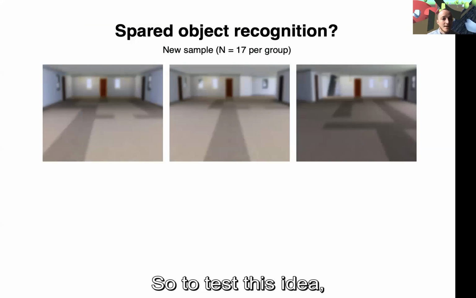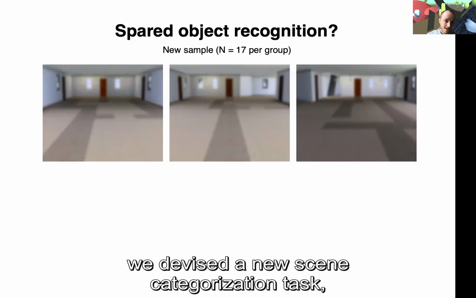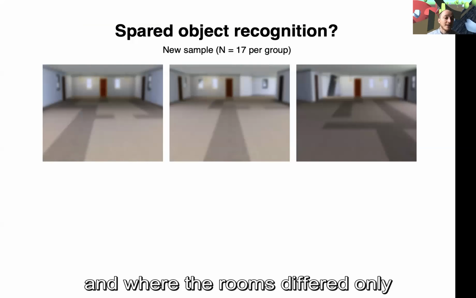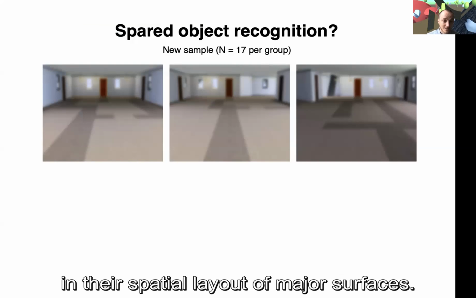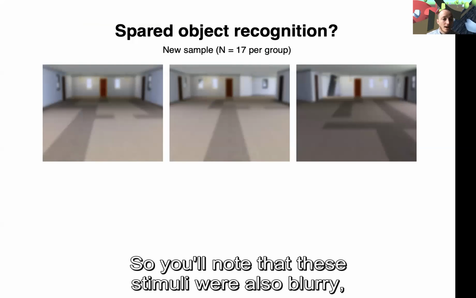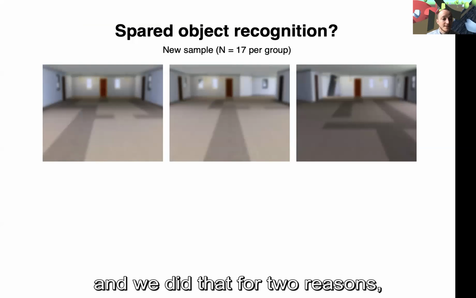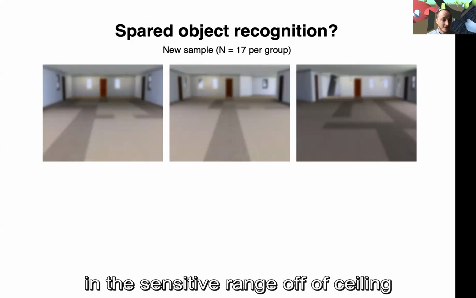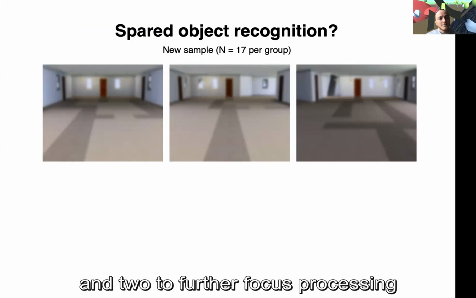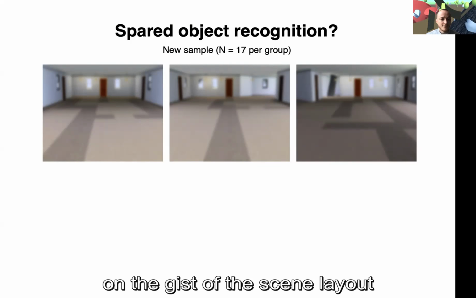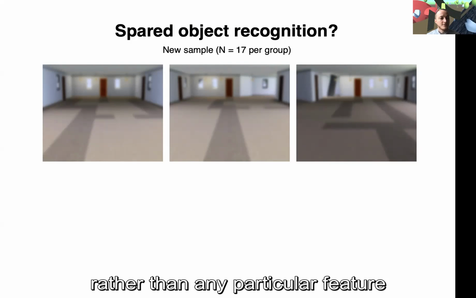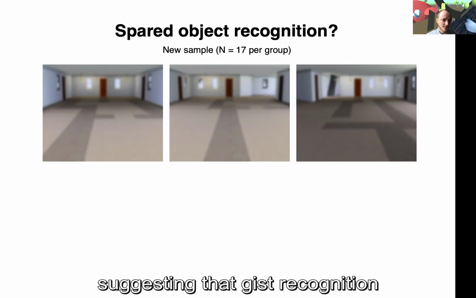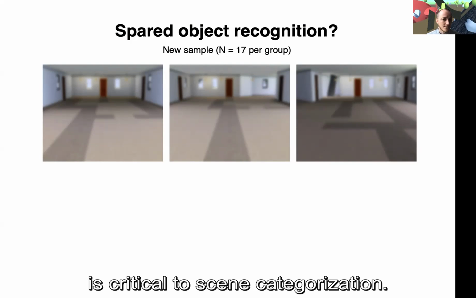So to test this idea, we devised a new scene categorization task in which all of the objects were removed from the rooms and where the rooms differed only in their spatial layout of major surfaces. You'll note that these stimuli were also blurry, and we did that for two reasons. One is to ensure that performance remained in the sensitive range off of ceiling, and two, to further focus processing on the gist of the scene layout rather than any particular feature, which is consistent with ideas from the computational scene processing literature suggesting that gist recognition is critical to scene categorization.